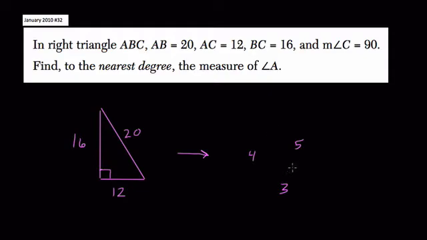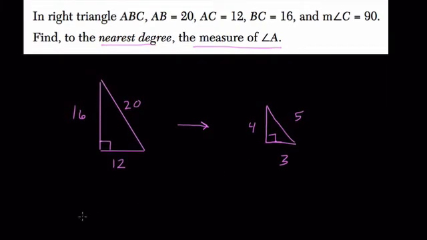But that might not help you, because if you take a look at this problem, they're not asking you for side lengths, they're asking for the measure of an angle. So as soon as you see that, you know that this needs to deal with something else. So this is where we bring in our trig ratios for right triangles.